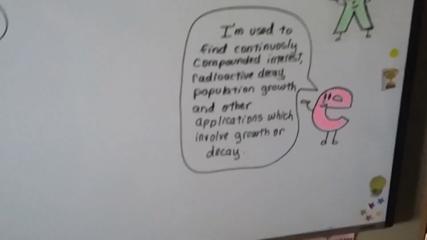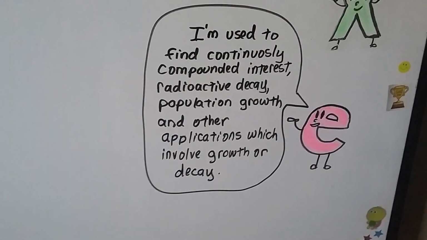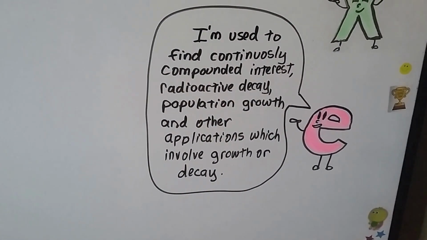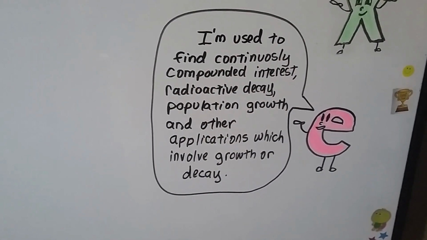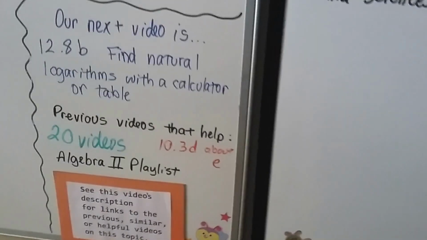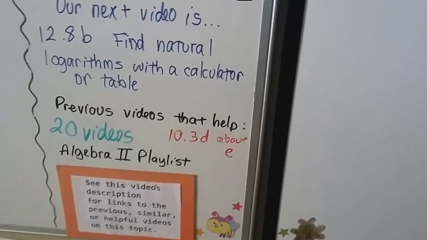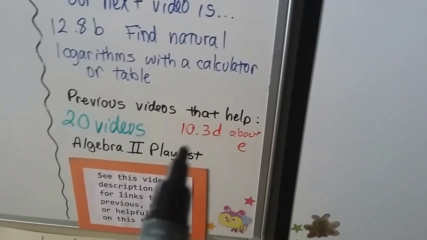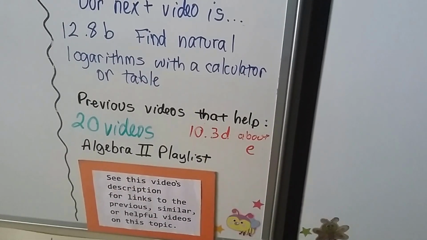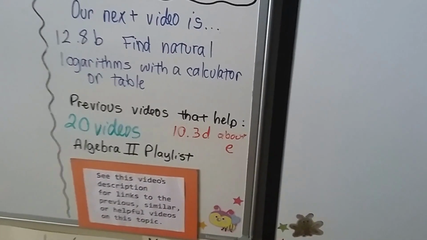So e is used to find continuously compounded interest, radioactive decay, population growth, and other applications which involve growth or decay. As I mentioned, our next video is 12.8b, and we're going to find natural logarithms with a calculator or a table. And I even did a little short video, 10.3d, about e, and those 20 videos for this chapter 12 are going to be linked in the description.